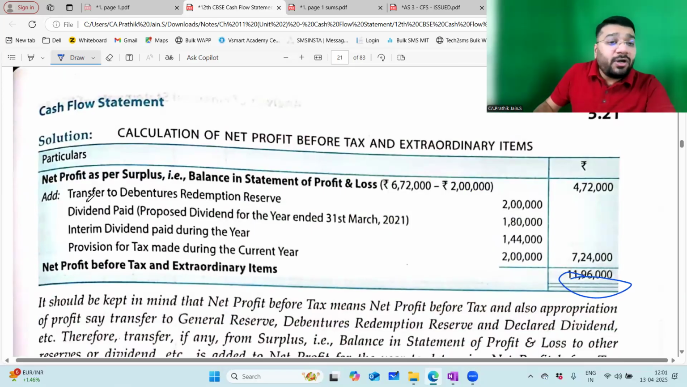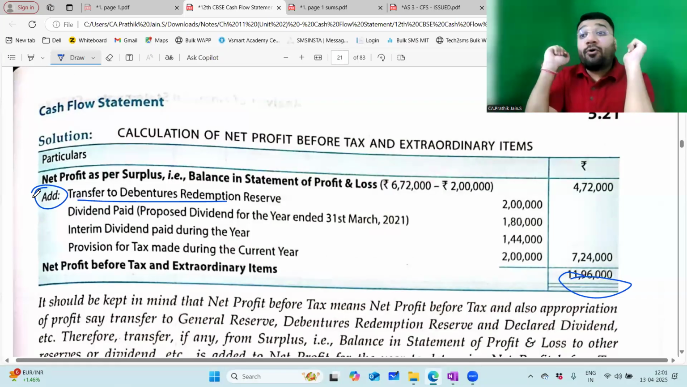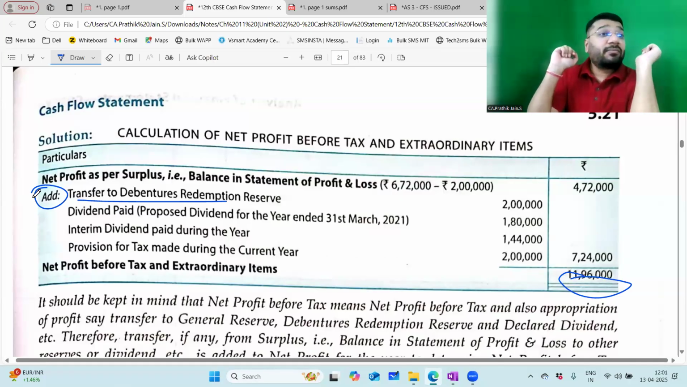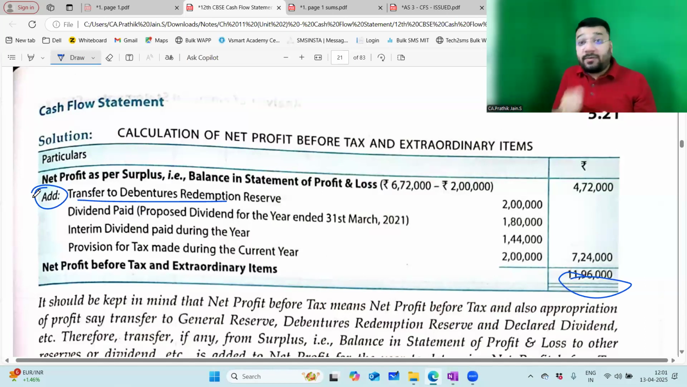Guys, when I'm saying transfer to reserves, I will only reverse those reserves created out of revenue profits. There are some reserves which are created out of capital profit. Example, when the share is forfeited, and after the issue there's some amount left in your forfeiture account, whatever amount is there in the forfeiture account, we transfer to capital reserve. So reserve got increased. Reserve got increased because of revenue transfer or capital transfer? Capital transfer. Will that affect my net profit before tax and extraordinary item? No.